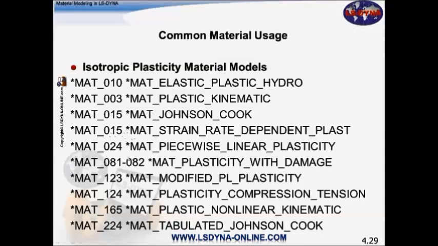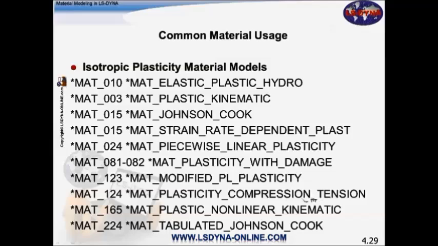24 is our friend, we use it all the time. 81, 82 is plasticity with damage. I'm going to talk about it. You can use this to model polymers as well, so you can have a damage function. 123 is a modification of 24, where different failure criteria can be added. 124 is a modification of 24 that allows different tension and compression stress-strain curves.